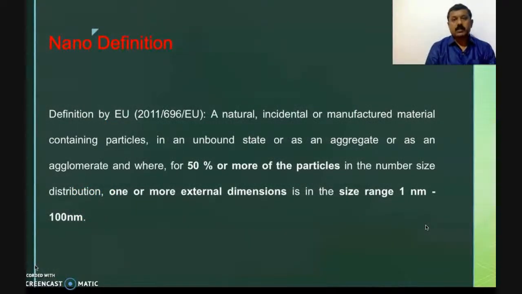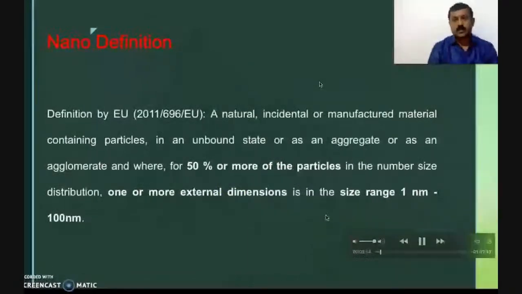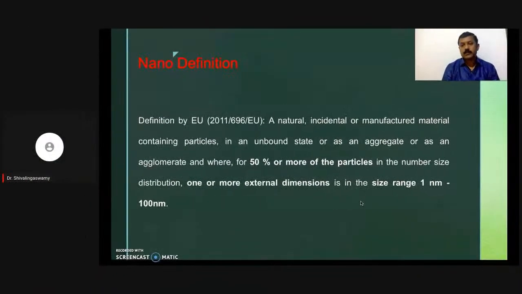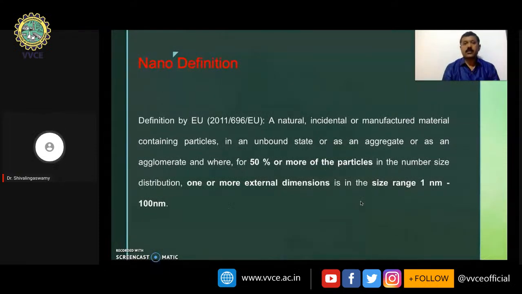The actual nano definition was given by the European Union in 2011, according to which a natural, incidental or manufactured material containing particles, in an unbound state or as an aggregate or as an agglomerate, where for 50% or more of the particles in the number size distribution, one or more dimensions is in the range of 1 nanometer to 100 nanometer. This is the standard definition that we use now to define nanostructures. You have to understand that two things are very important here. One is the size. Size should be between 1 nanometer to 100 nanometer. And in the sample that you prepare, there should be more than 50% of such structures. Then only you can call it nano.